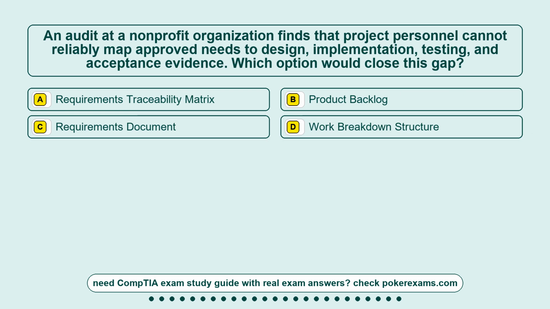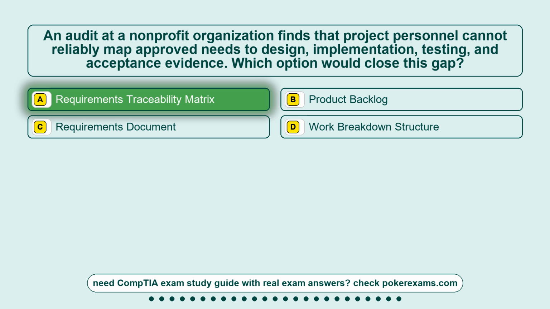Question 17. An audit at a nonprofit organization finds that project personnel cannot reliably map approved needs to design, implementation, testing, and acceptance evidence. Which option would close this gap? Option A, requirements traceability matrix. Option B, product backlog. Option C, requirements document. Option D, work breakdown structure. The correct answer is option A, requirements traceability matrix.